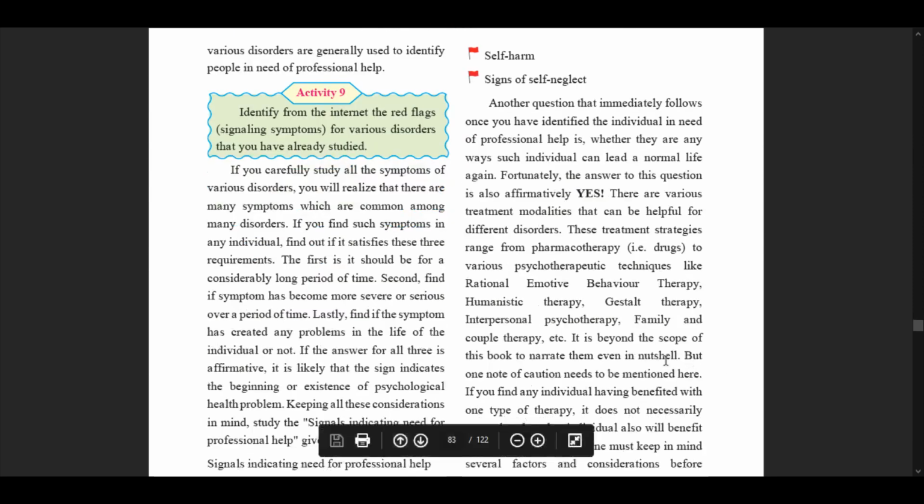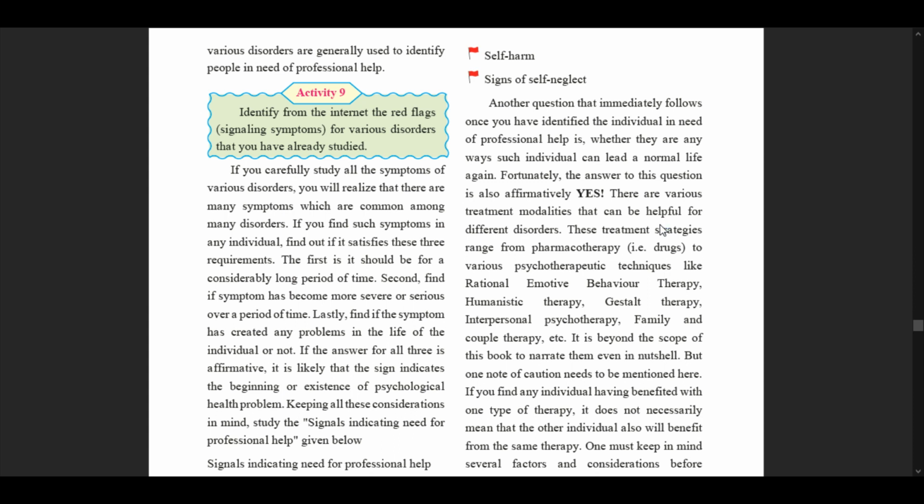If you carefully study all the symptoms of various disorders, you will realize there are many symptoms which are common among many disorders. So you can form little Venn diagrams that would show which are common and which show common red flags. So if you find such symptoms in any individual, find out if it satisfies these three requirements. There are three requirements here that should be mentioned.